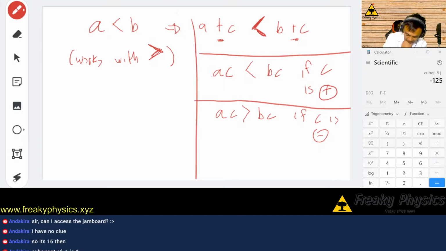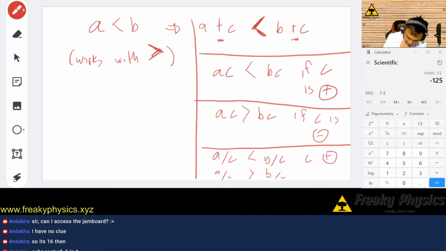The next two, there are conditions. Similarly, it's the same thing. A over C is going to be less than B over C for the same condition, C positive. Otherwise, A over C is going to be greater than B over C for C negative. The other operations, we can skip, because basically this is what you need to know for inequalities. That's it. So that's a crash course on that. Hopefully you can use that for later.